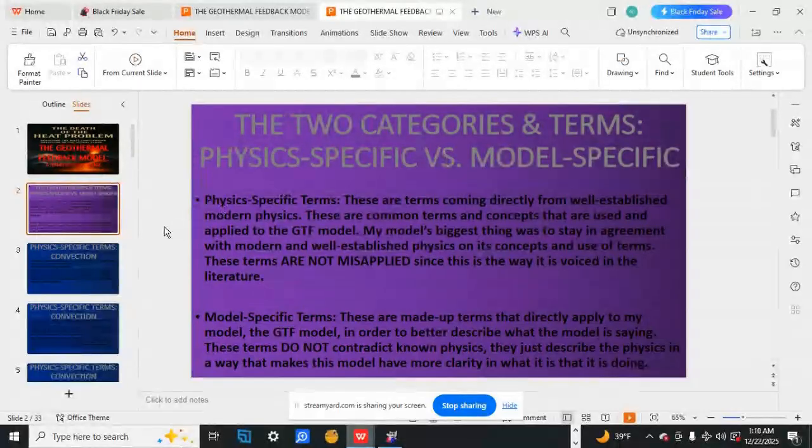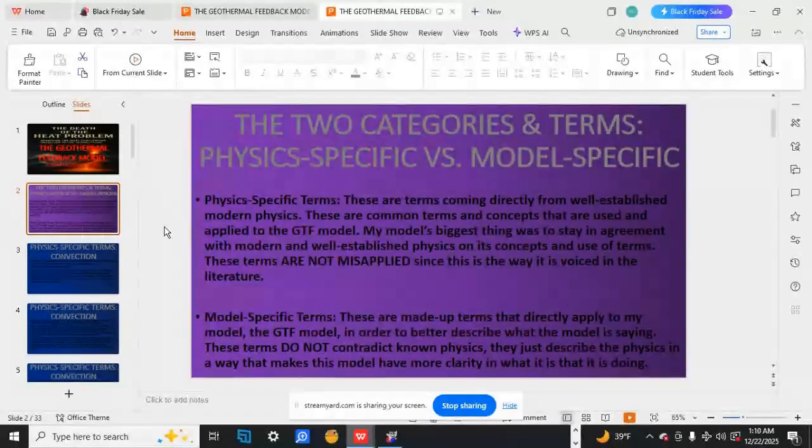These are common terms and concepts that are used and applied to the GTF model. My model's biggest thing was to stay in agreement with modern and well established physics on its concepts and use of terms. These terms are not misapplied, since this is the very way it is voiced in the literature. In other words, these terms are being used the way they are actually used in modern physics.